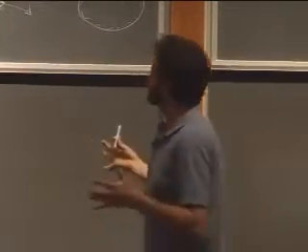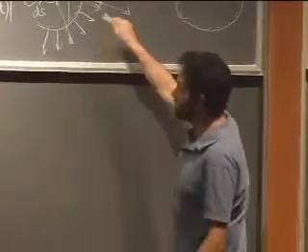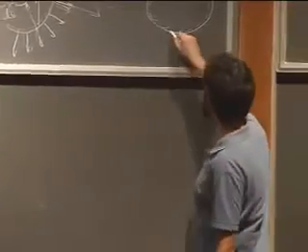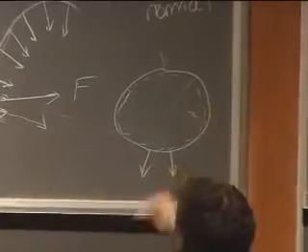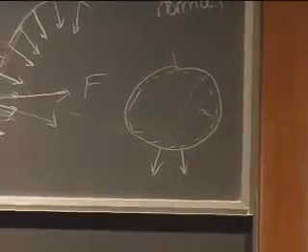Anyway, so that's what these things are. And I think it's important to understand at least how the normal looks, especially because you're going to be talking about outward normals versus inward normals when you have a closed curve. Anyway, let me show you the computation of this thing.